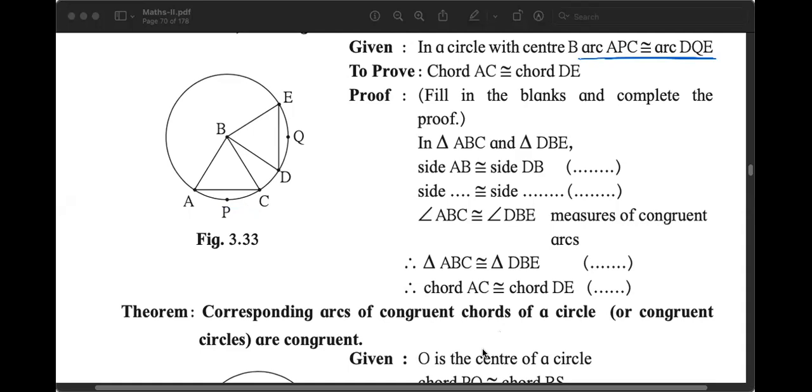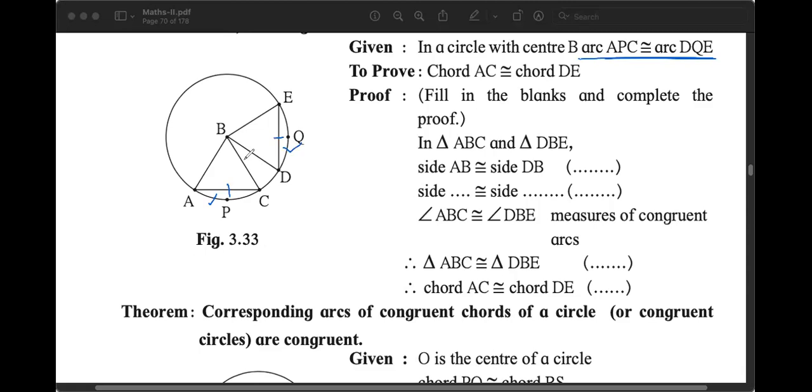Chords will be the part of the secant which is inside the circle. So AC is a chord, DE is a chord. The theorem says because arc APC is congruent to arc DQE, the chord AC is congruent to chord DE. माने ये they are congruent. ये prove करना है. दिया क्या है? That APC is congruent to DQE.